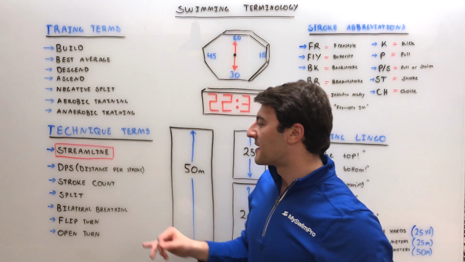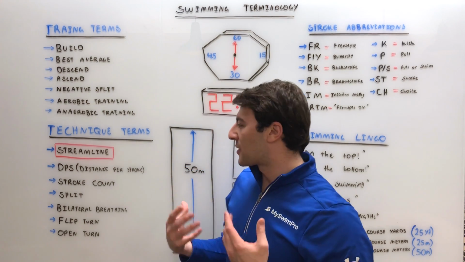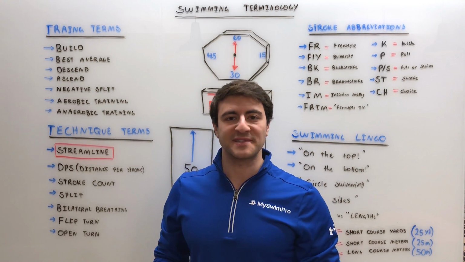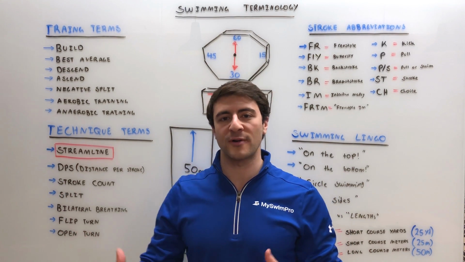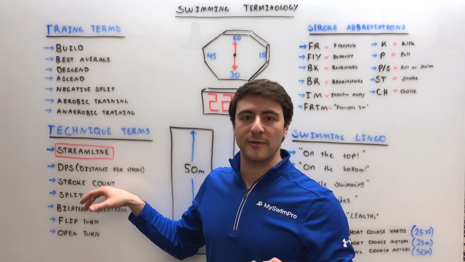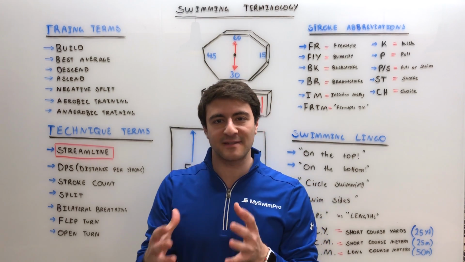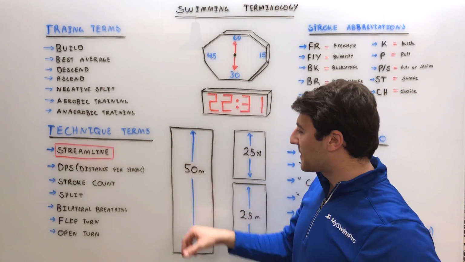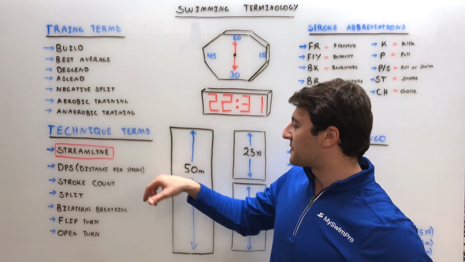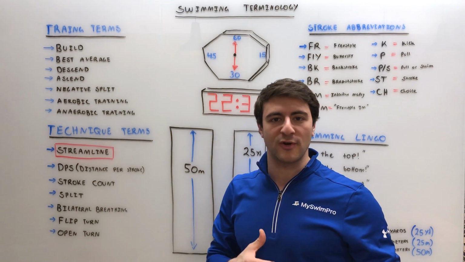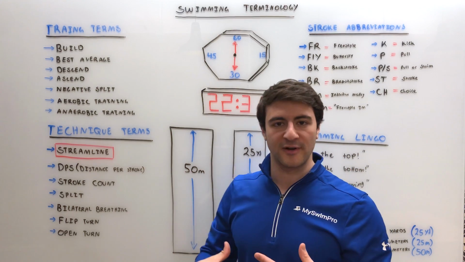Some other technique terms that you see often are DPS, which is short for distance per stroke. If a coach tells you you really want to focus on increasing your distance per stroke, they're referring to how far you go per stroke, which is a direct result of your stroke count. And your stroke count is how many strokes you take in a specified distance of swimming. So in a 50-meter pool, if your stroke count is 25 strokes, it means your distance per stroke is 2 meters per stroke because you took 25 strokes in a 50-meter pool. Therefore, your distance per stroke is 2 meters.